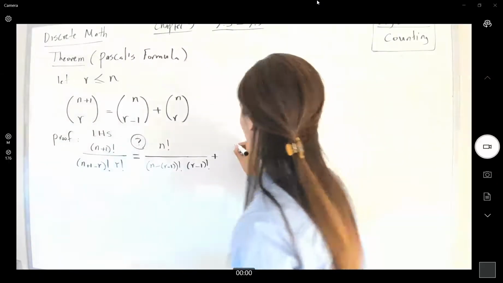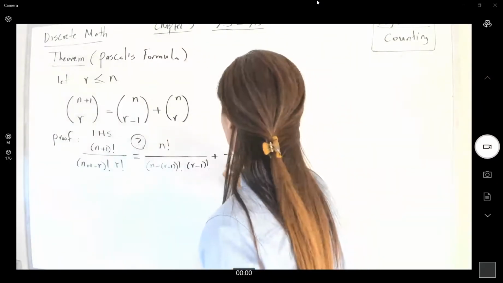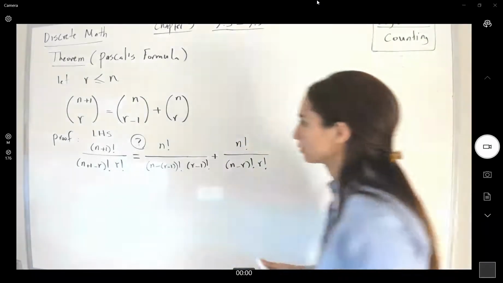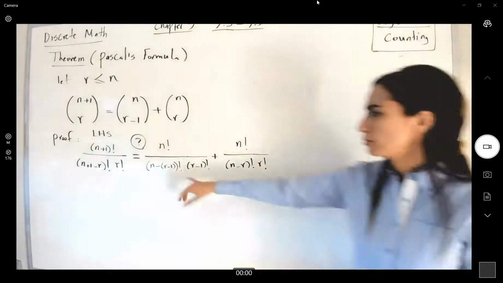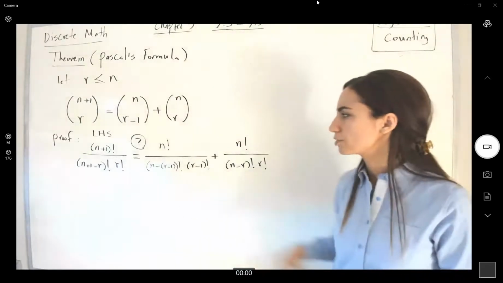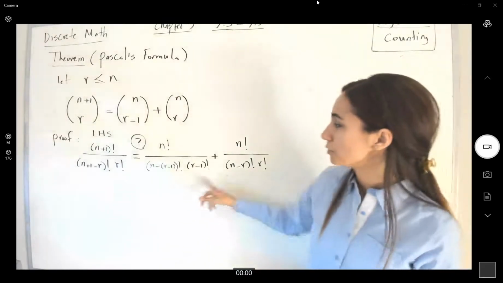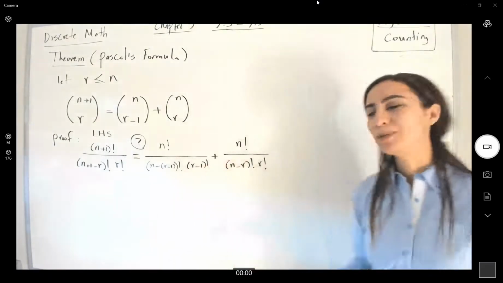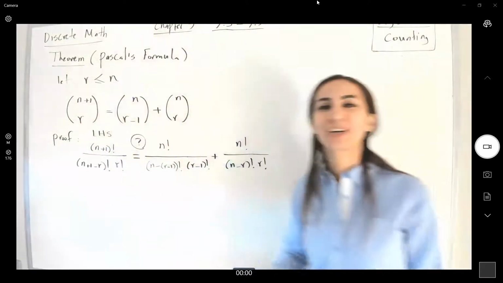Plus, here you have n factorial over (n minus r) factorial times r factorial. So I'm going to just try to take common denominators between these two fractions, simplify them, and show that the sum is equal to this fraction on the left-hand side.